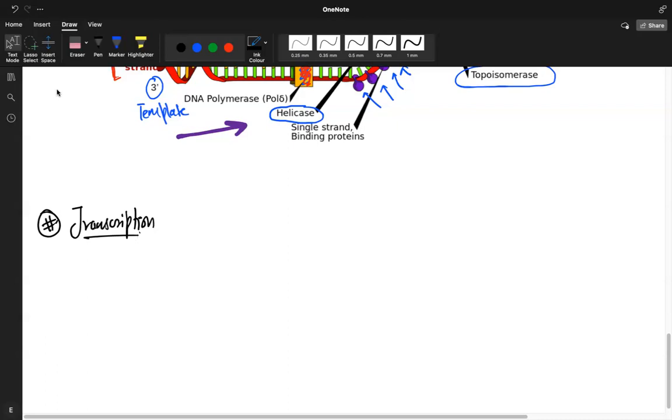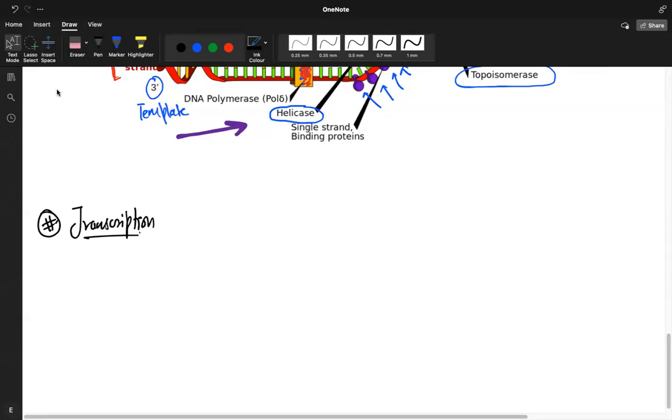So if you go to memorize these things, it will be more challenging. But if you understand, transcription is making RNA from DNA. Replication is making DNA from DNA. So DNA-dependent DNA polymerase. In transcription, the major enzyme is DNA-dependent RNA polymerase.